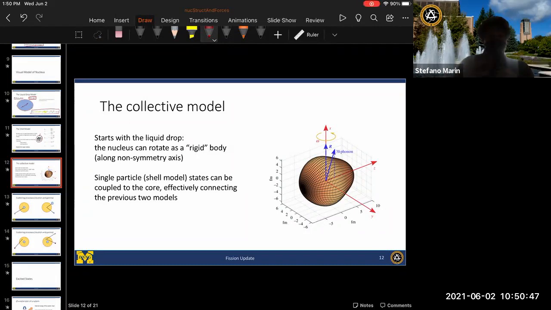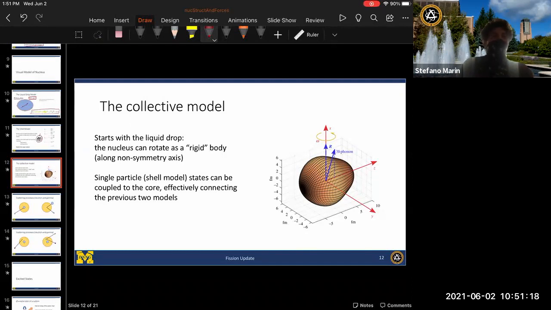And the liquid drop, very importantly, can now be deformed. You can start making deformations. For example, there's a very nice picture of a deformed nucleus that looks like a pear. They actually call them pear-shaped nuclei. And on top of that, you have a single particle state. So what this picture is describing is a pear-shaped nucleus paired with a particle in an outside shell, a single particle state, and this whole thing is rotating. So the collective model is a very, very powerful way of thinking about the nucleus.